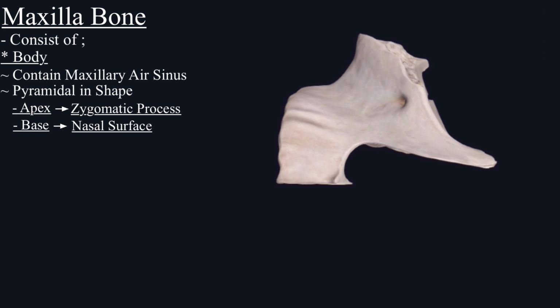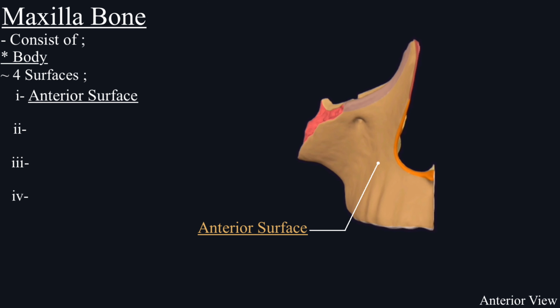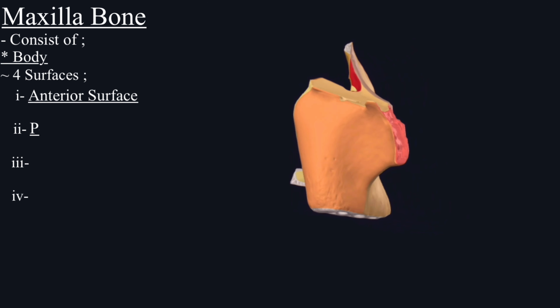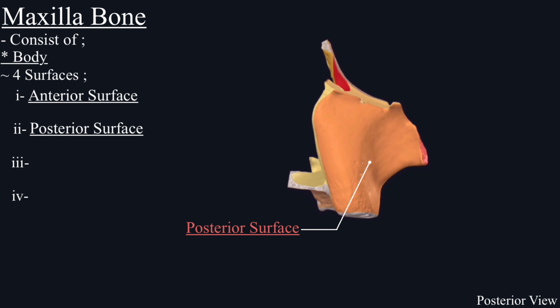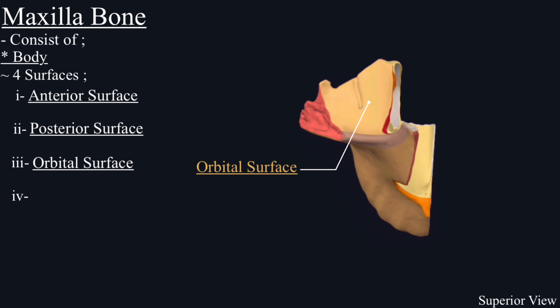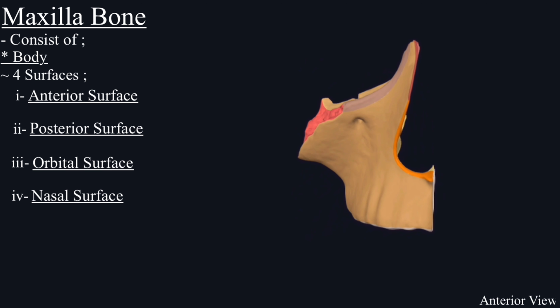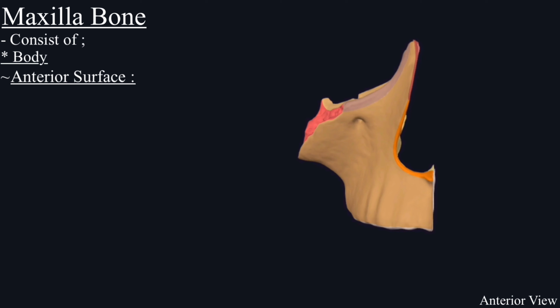In this view, you can appreciate the pyramidal shaped body of maxilla bone. The body of maxilla bone has four surfaces: the anterior surface, the posterior surface, also called infratemporal surface, the orbital surface, and the nasal surface. First, we will discuss the anterior surface.